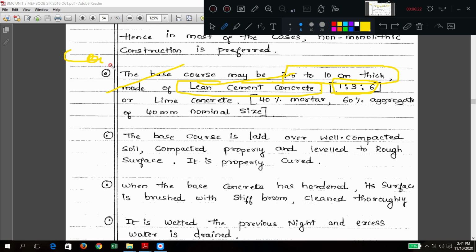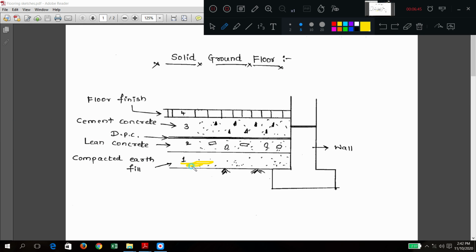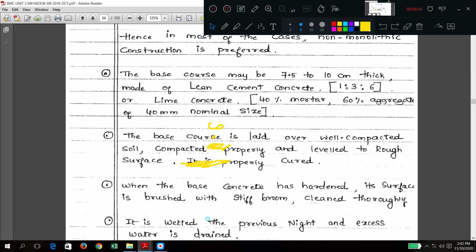It is understood that whatever earth you are getting, first it should be compacted. Whatever the bottommost layer is, above that, if any earth is there, you compact it first. That will become the first layer only. Above that you are going to put the base course. Check this diagram, very important. So earth you put, lean concrete, DPC, like this, cement concrete. You try to visualize this diagram in every case.